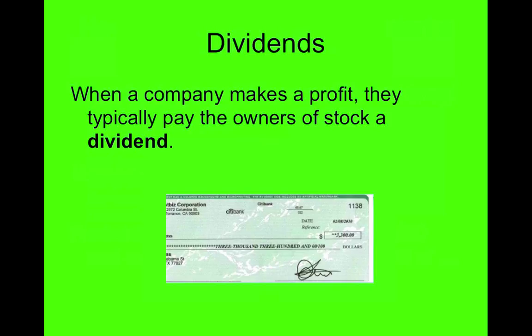Dividends. When a company makes profit, they typically pay the owners of a stock a dividend. This means when the company makes money, whatever their profit is, you're going to get a portion of it. If you own 1/10 of the company, then you'll make 10% of what the company makes. If you own less than that, then you'll make less.